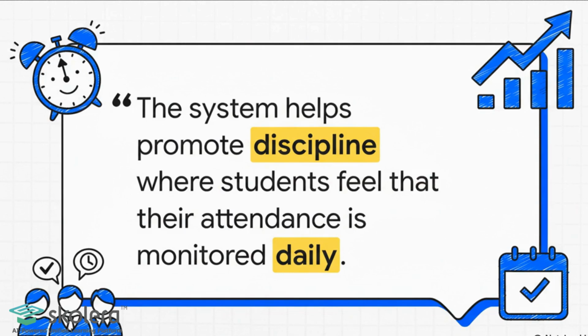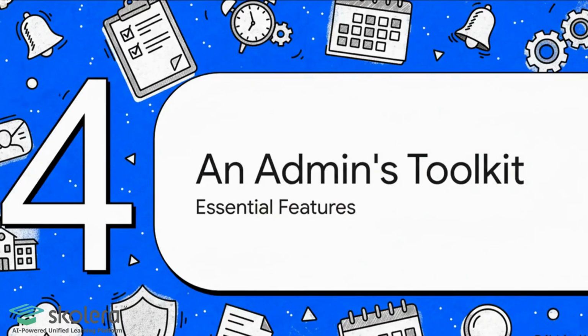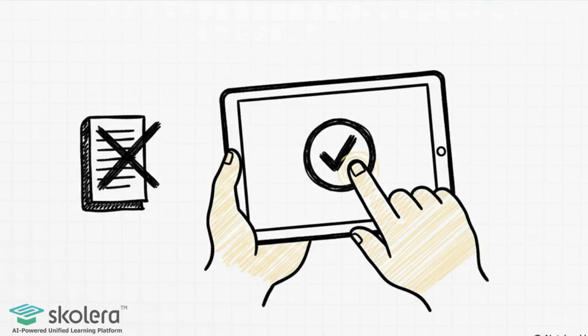Okay, so if a school is thinking about getting one of these systems, what should they actually be looking for? Let's break down the must-have tools in an administrator's toolkit. The number one rule, it absolutely has to be easy to use. I mean, if a system is more stressful than the problem it's supposed to solve, it's a total failure. A simple, intuitive interface is non-negotiable because it means teachers can start saving time from day one without a huge learning curve.